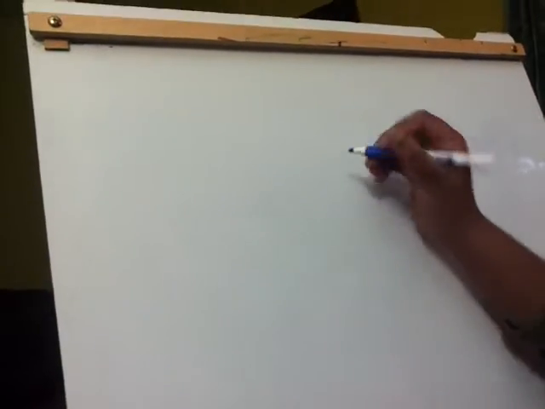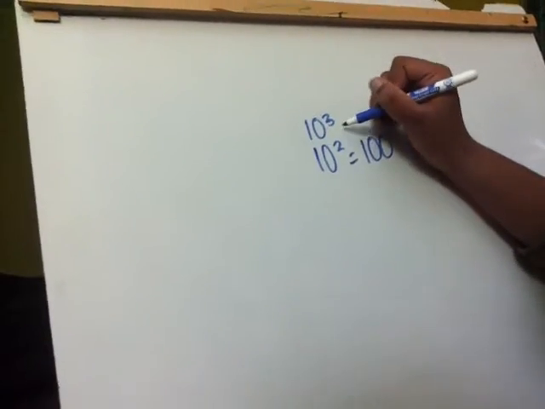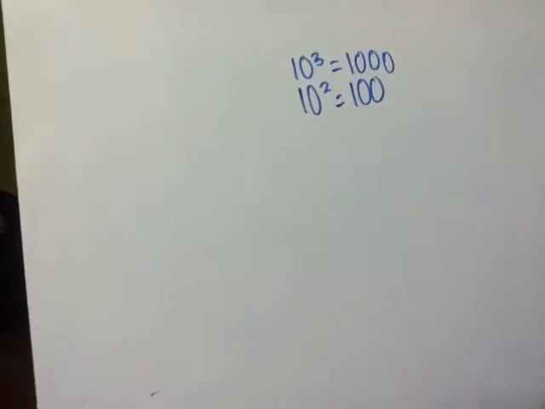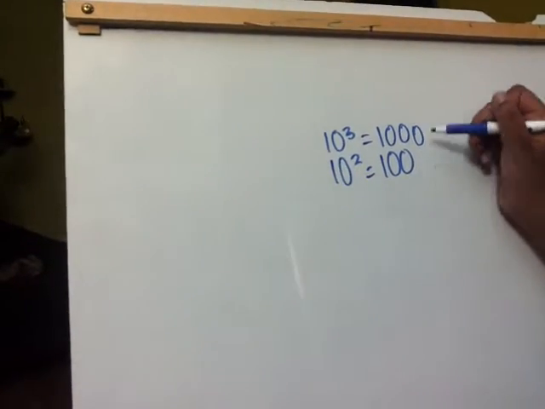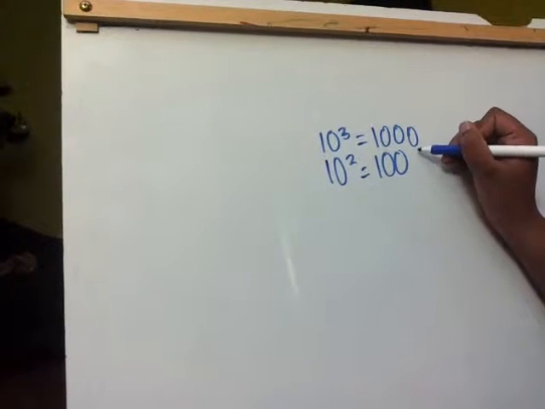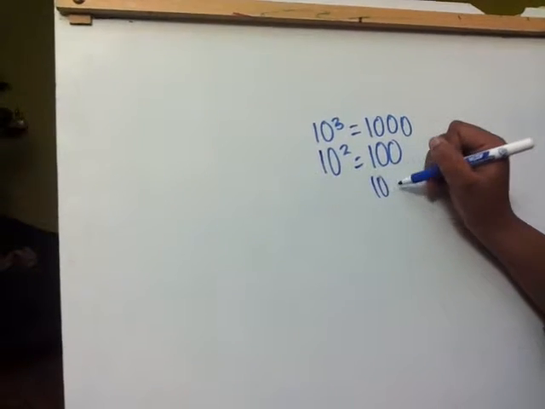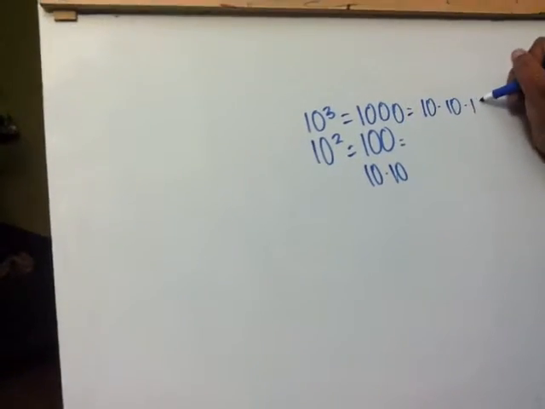Now, a tip for a base of 10 is that 10 squared is 100, and 10 cubed is 1,000. So really, all the difference is that extra 10 and the extra 0 at the end. So you would annex the 0 and multiply by another 10. So that'd be 10 times 10, and then 10 times 10 times 10.